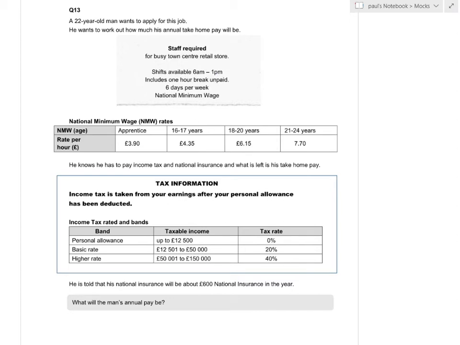And a 1 hour unpaid break, from 6 a.m. till 1 p.m. is 7 hours, but he's going to have an hour break, so he's only going to get paid for 6 hours, times 6 days a week is 36 hours a week. Right, 36 hours a week.